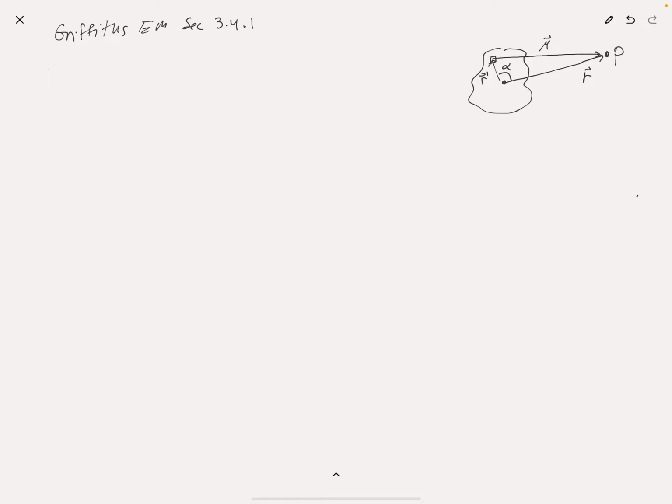All right, I can go ahead and write what that expression is for the potential. You've seen this before: 1 over 4 pi epsilon naught, the integral of all of my charges which exist at the prime coordinates, integrated over all those primed coordinates.